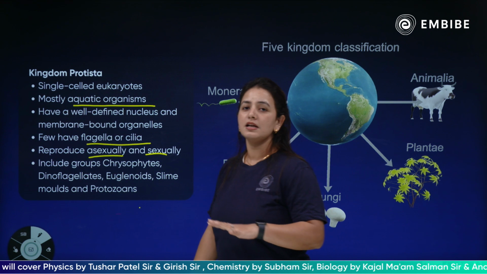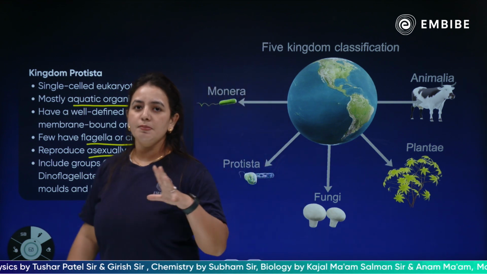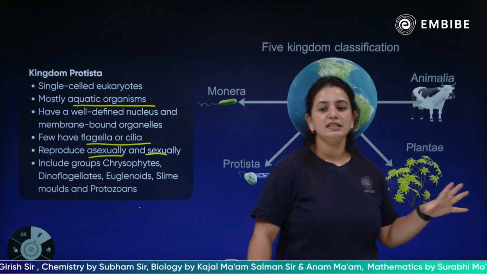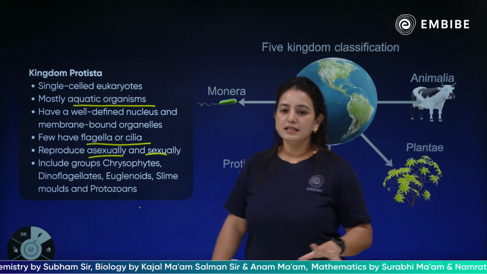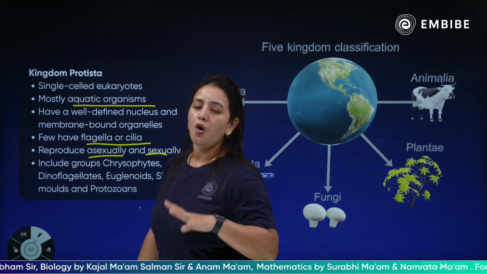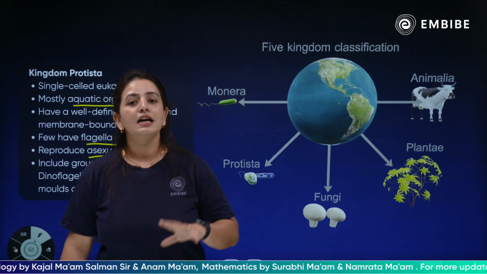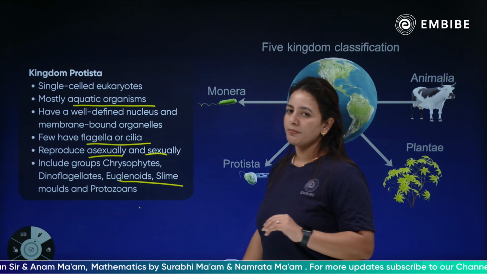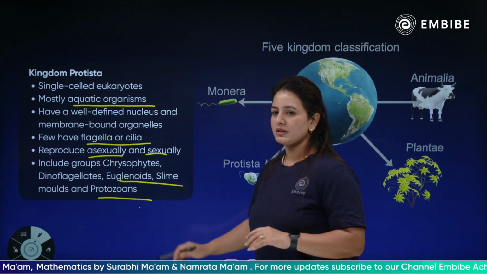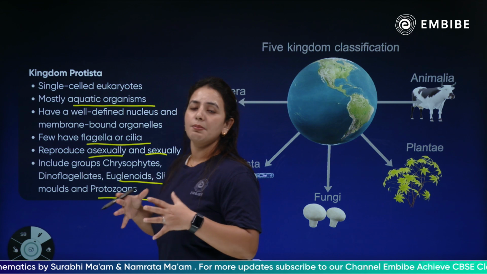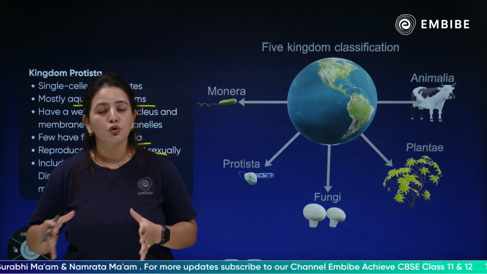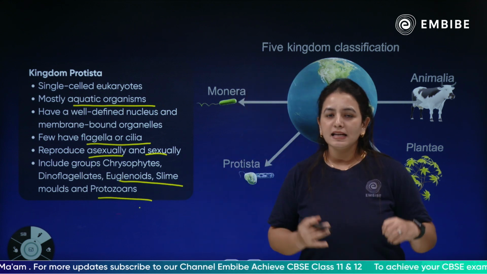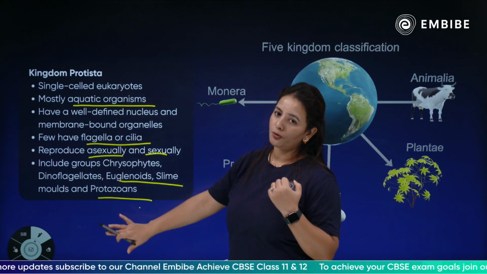Both methods are feasible for the protista. They can reproduce through asexual methods and through sexual methods. The groups of protistans include the chrysophytes, dinoflagellates, euglenoids and slime molds, and of course the protozoans. One by one we are going to discuss the characteristics of all the groups related to the protista. So these are the basic characteristics of the kingdom protista.